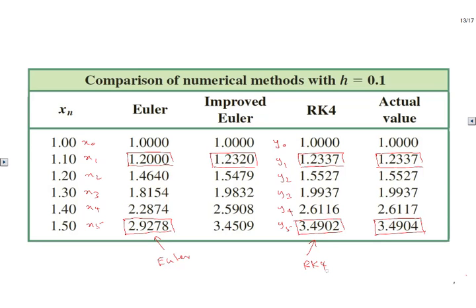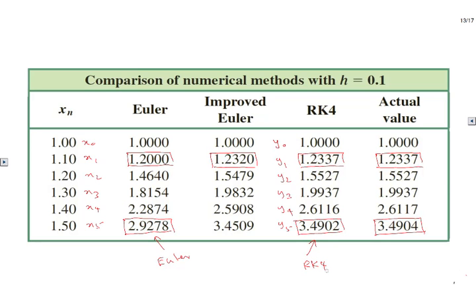But you can see the improved Euler is also a little bit better compared to the Euler method, but the Runge-Kutta method is going to get pretty much the exact same value. Not the exact value, but very close to it, because it's very accurate. Now the question is, can we improve further?